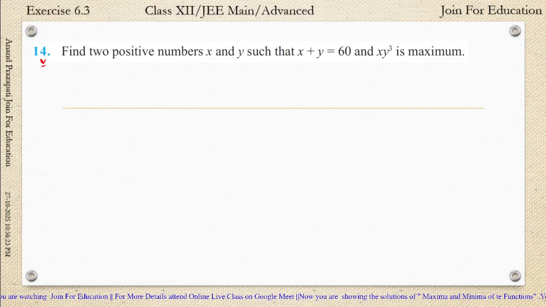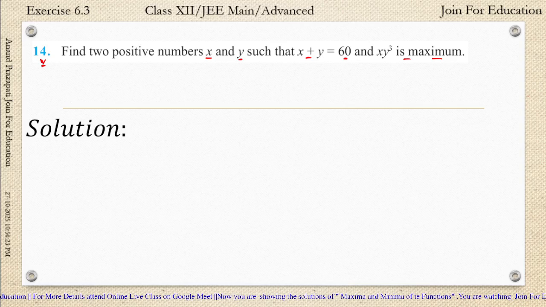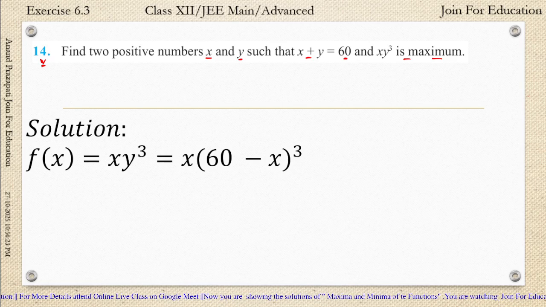Let's see question number 14. Question number 14 asks us to find two positive numbers x and y such that x plus y equals 60 and x into y to the power 3 is maximum. So the function here will be x into y to the power 3, and x plus y equals 60, therefore y equals 60 minus x. So instead of y, we write 60 minus x, to the power 3.